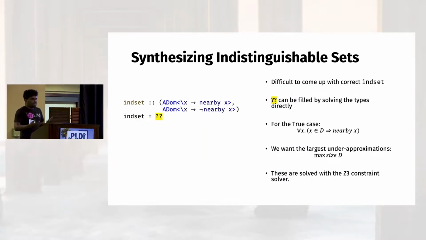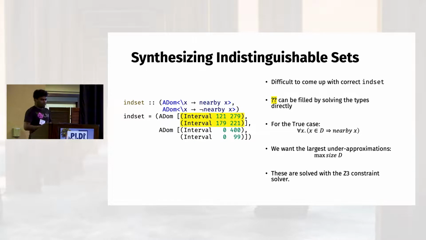Now, if you think about it, those numbers are very tricky to come up with. If you make a mistake, it's very hard to find out what went wrong. And we can take that burden off the user as well. We can just leave that a hole. And since we have the right constraints from the refinement types, we can just offload that to the solver. We can say, give me a domain that satisfies this predicate, and that domain should be of a maximum size. And indeed, Z3 comes out with the correct solutions here as well.